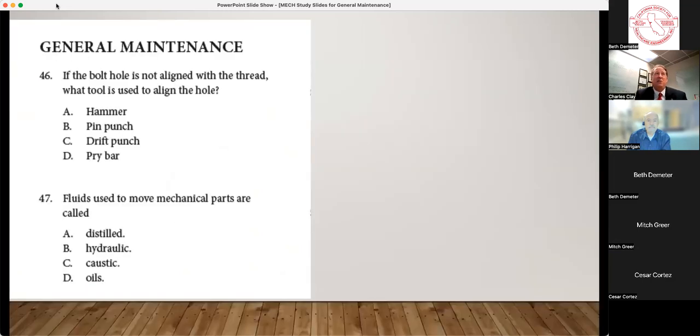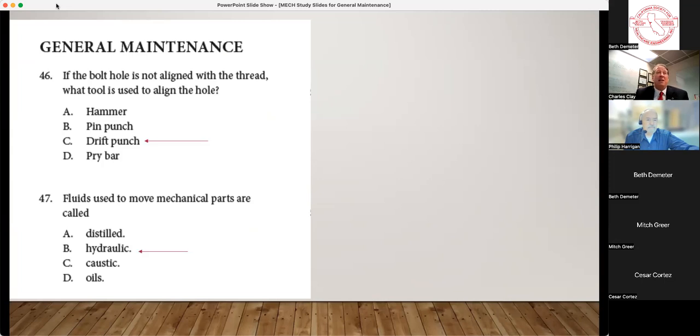So now we kind of get into the general maintenance questions, and now it'll make more sense why I picked a lot of those topics ahead of this. If you have a bolt hole that is not aligned with threads, what tool would you use to align the hole? Think about it: you've got 2 pieces you're trying to align before you put a bolt through it. What tool would you use? The next question is, fluids used to move mechanical parts are called what? And the answer is, I should say, next slide, please.